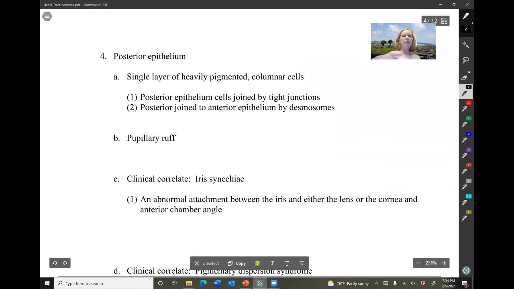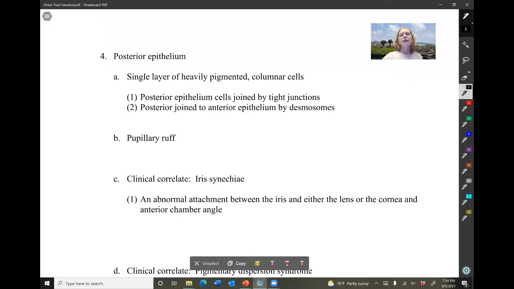Okay, so we got to the posterior epithelium. That is the second layer of epithelium of the iris. It's a single layer of very heavily pigmented columnar cells. And we talked about the pupillary ruff. That's the posterior epithelial cells that curl around to the anterior surface of the pupillary margin.